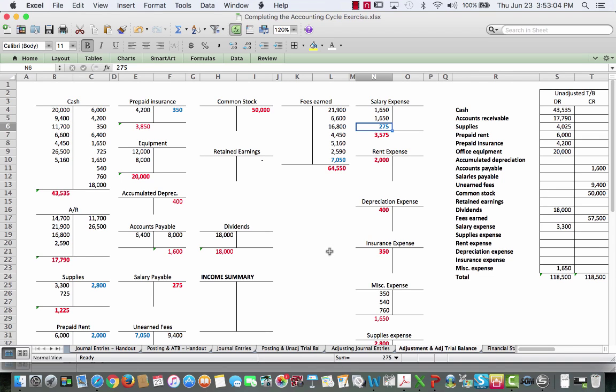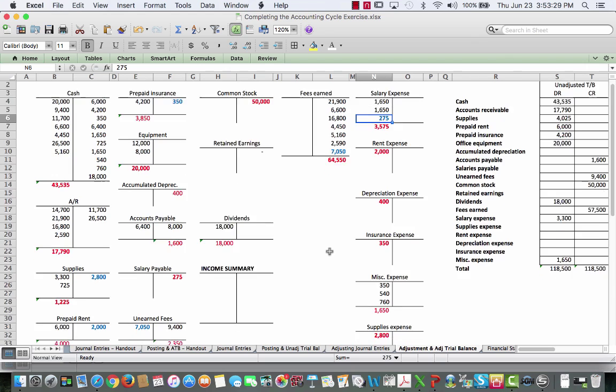Okay. When it comes to adjusting entries, there are some things that you have to remember. First of all, adjusting entries are made at the end of the accounting period. Second, adjusting entries do not affect cash. And third, adjusting entries always affect one income statement account and one balance sheet account.